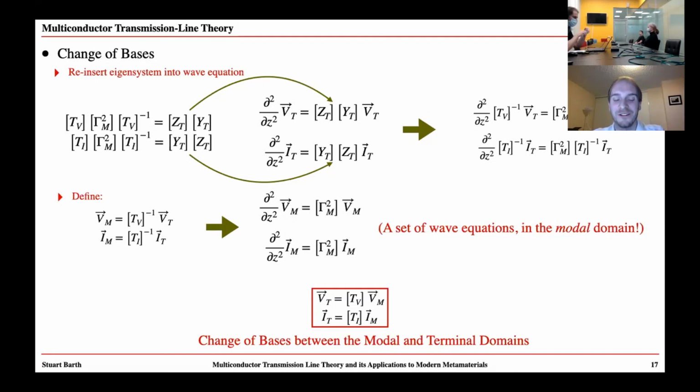The short answer to your question is yes, we can. Again, the information relating the two domains is contained in these eigenvector matrices, TV and TI. So what we can do, in our metamaterial case, is plot the entries of these matrices as a function of frequency, and that will give us the distribution of currents or voltages corresponding to each mode. That's been done in some other works. I didn't elaborate on that here, but I think it's a pretty well-known process in multi-conductor transmission line theory.